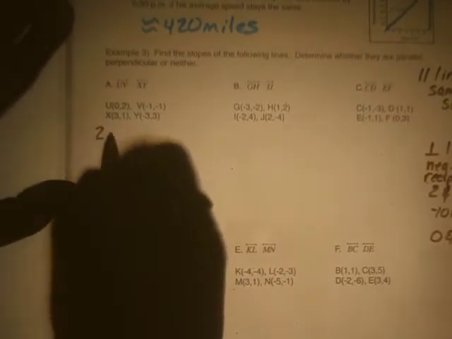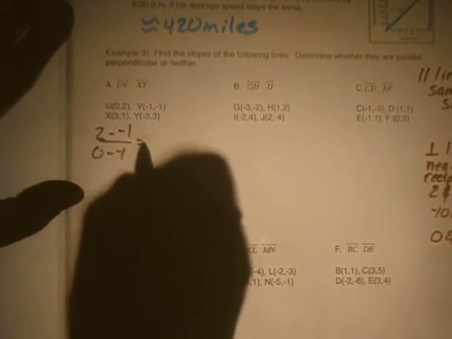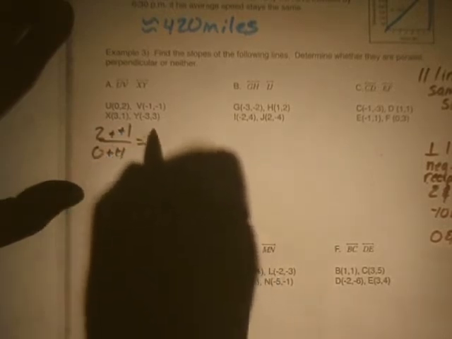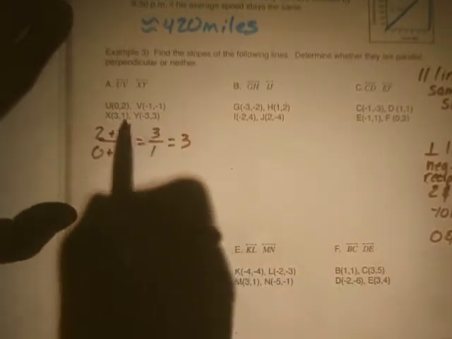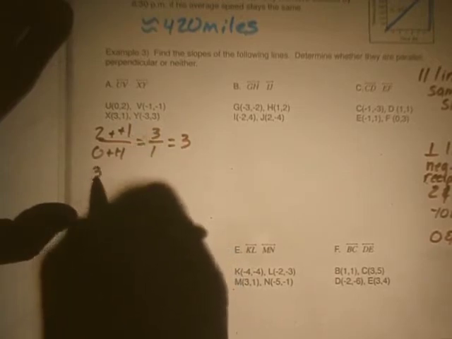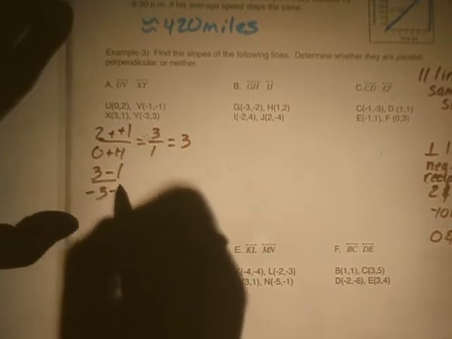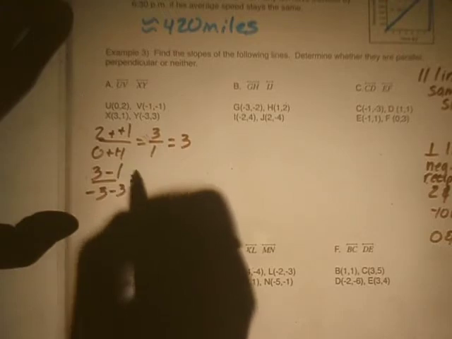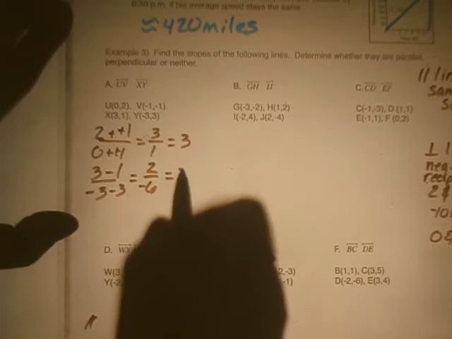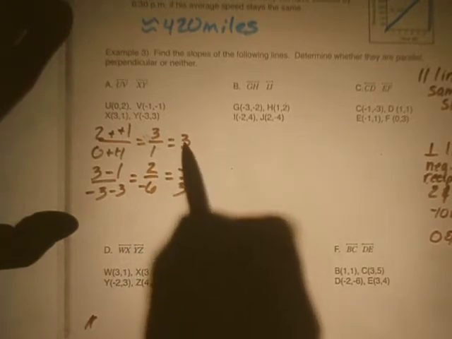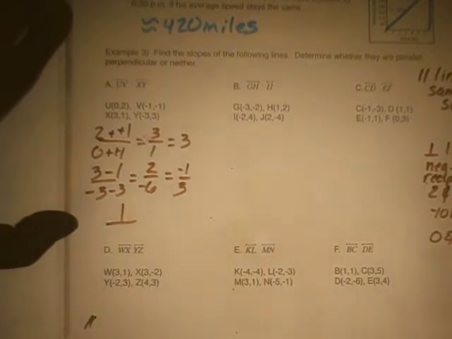So we will have 2 subtract a negative 1 over 0 subtract a negative 1. When we zip-zap those, we will have 3 over 1, which is 3. And right here, 3 subtract 1, negative 3 subtract 3 would be 2 over negative 6, which reduces to negative 1/3. 3 and negative 1/3 are negative reciprocals, so those lines are perpendicular.